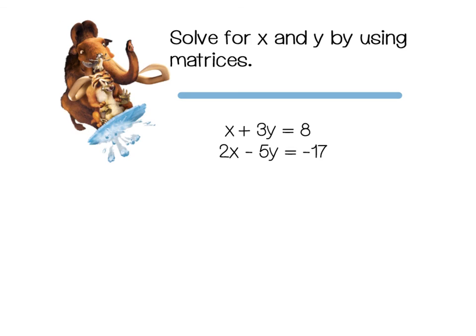Go ahead and try this next example using your calculator, and then unpause when you're ready for the answer. After you've attempted this example, you should get (-1, 3).